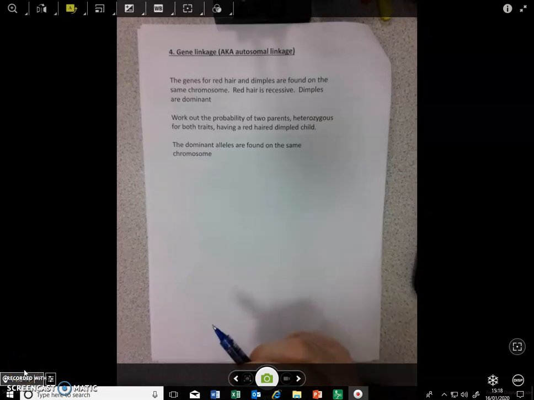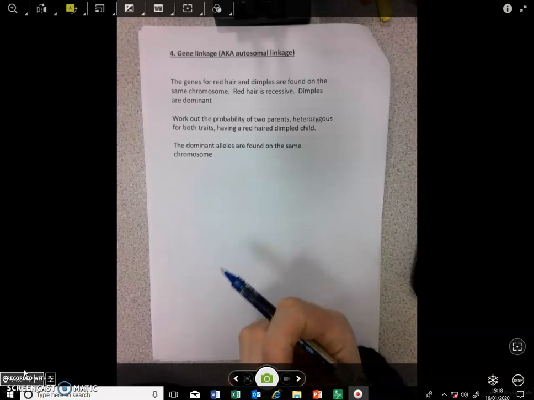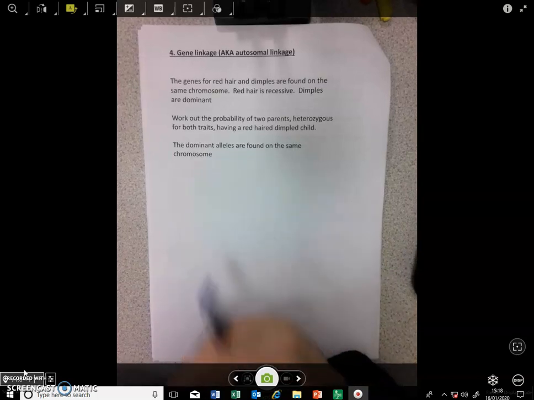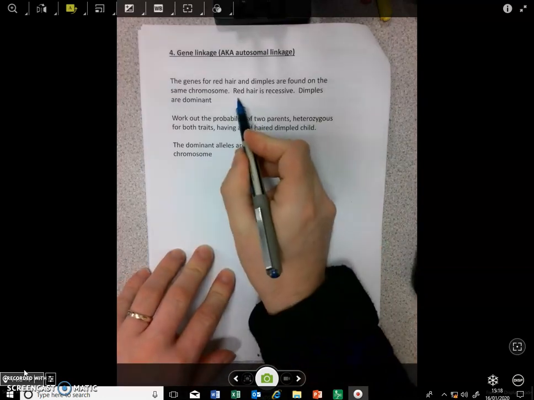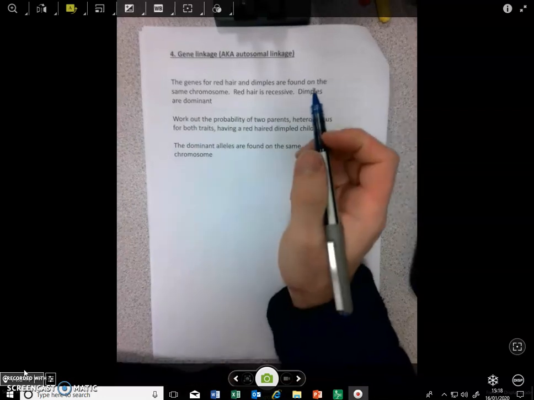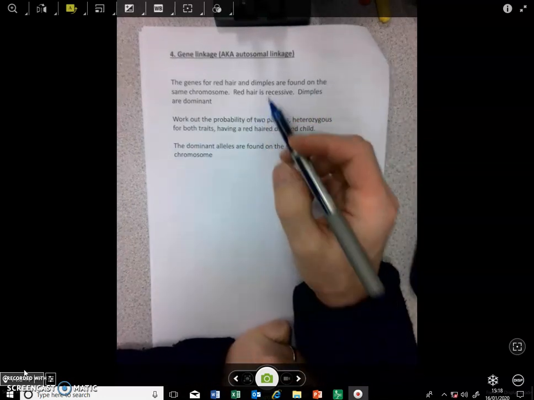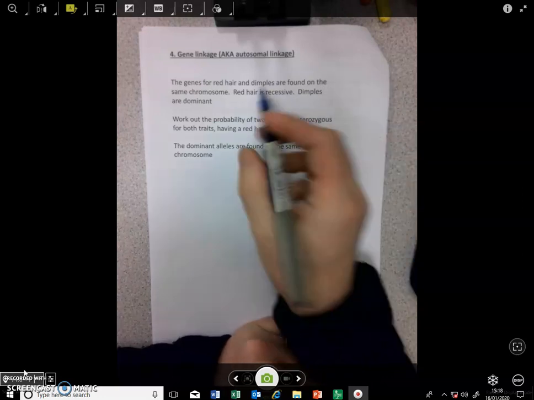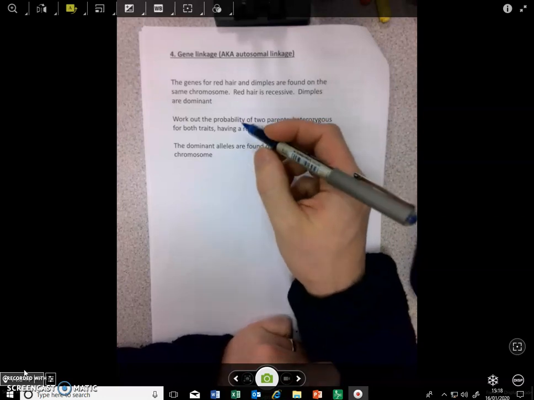So in this video we're going to look at autosomal linkage, which is when you're going to be looking at two traits. Initially this might appear to be very similar to those dihybrid problems we've been working on. And it is actually quite similar in that you can have two traits, for example hair colour and dimples, controlled by completely different genes. But the main difference here is that these genes are both found on the same chromosome. So we've got a worked example here to go through, and then we've got a question a bit later on.